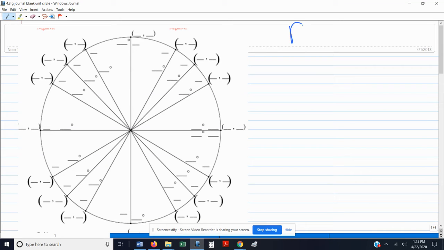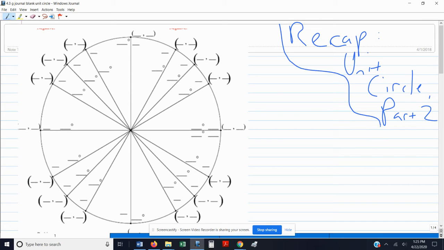Hey everyone, this is the recap video of the unit circle, and I would call this part 2. We are going to look at the coordinates today. And as a reminder, this is not a video explaining how to get the coordinates because we did all that. Now we're just working on being able to fill in the unit circle quickly.